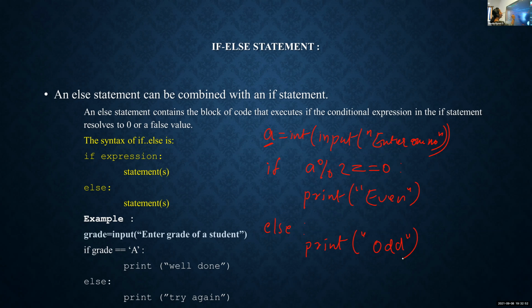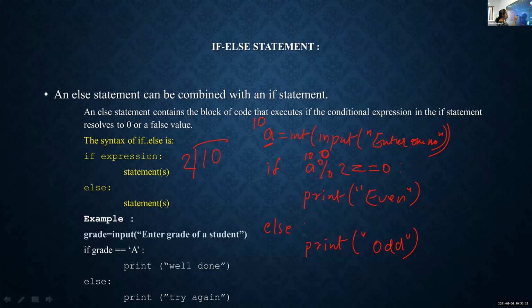So here A is equal to int input, which means we can enter one integer value. Here I am entering one integer value, 10. After this, A mod 2, that is 10 mod 2 equal to 0. 10 mod 2 means divide this 10 by 2. Is there any remainder? There is no remainder, so the remainder value is 0. 10 mod 2 is 0. So the 0 is equal to 0.